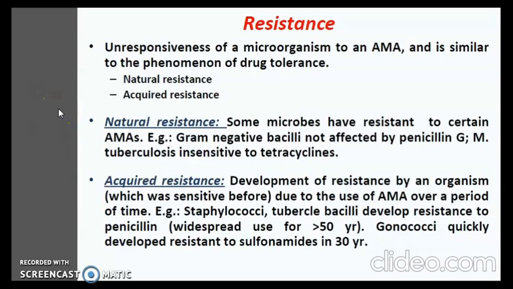Another major problem associated with antimicrobial agents is resistance development. It is the unresponsiveness of a microorganism to an antimicrobial agent and is similar to the phenomenon of drug tolerance. It is broadly divided into natural resistance and acquired resistance. Natural resistance: some microbes have resistance to certain antimicrobial agents. For example, gram-negative bacilli are not affected by penicillin G, and Mycobacterium tuberculosis is insensitive to tetracyclines. Acquired resistance is the development of resistance by an organism which was sensitive before, due to the use of an antimicrobial agent over a period of time. For example, staphylococci and tubercle bacilli develop resistance to penicillin because of its use for more than 50 years, and gonococci quickly develop resistance to sulfonamides.